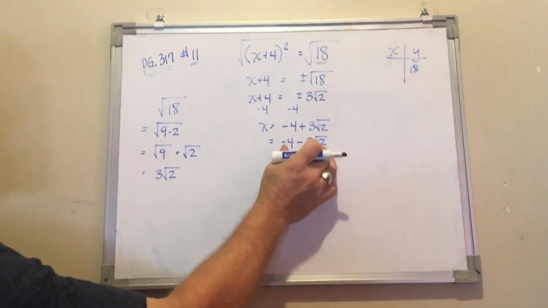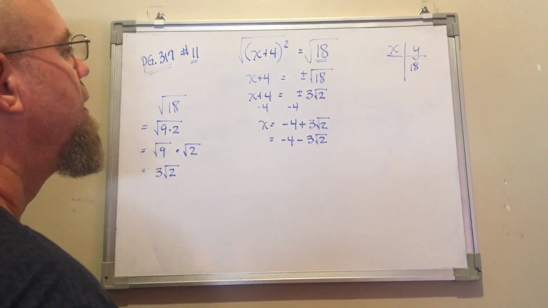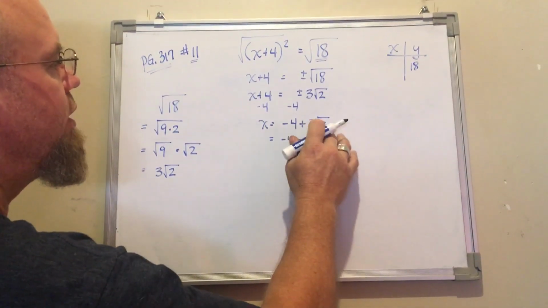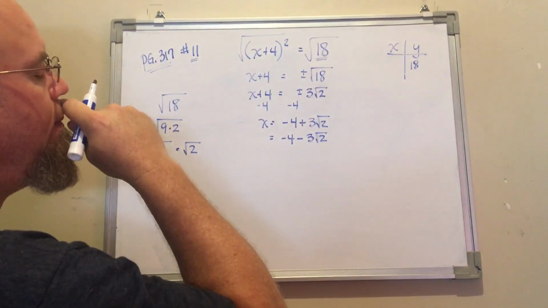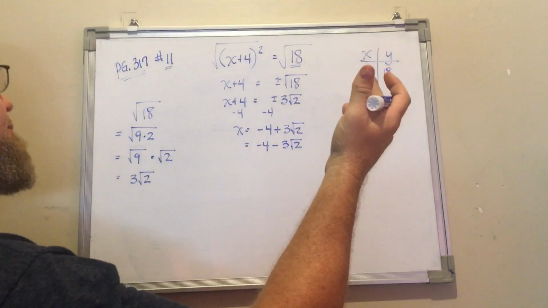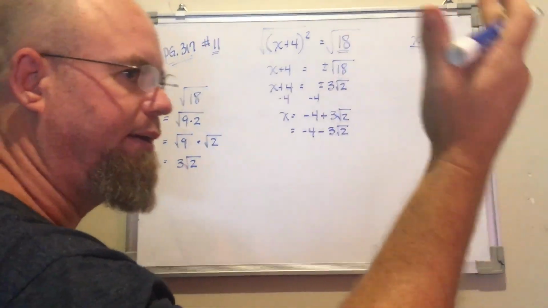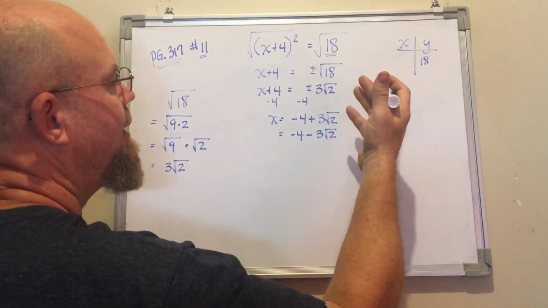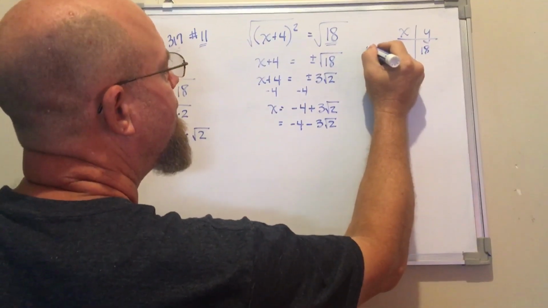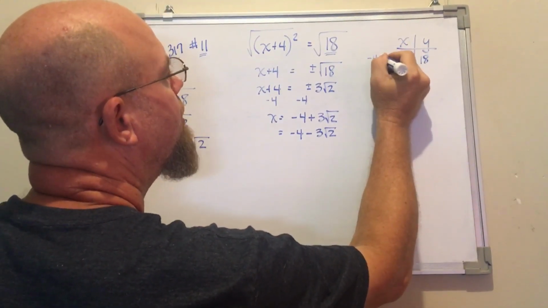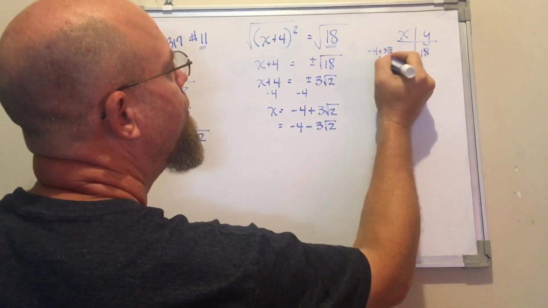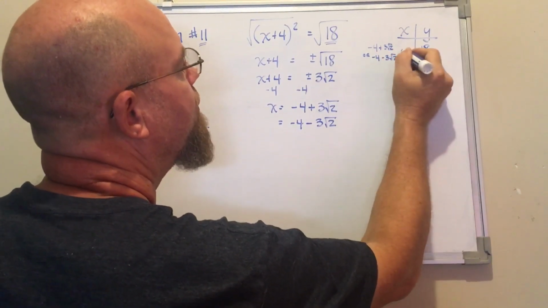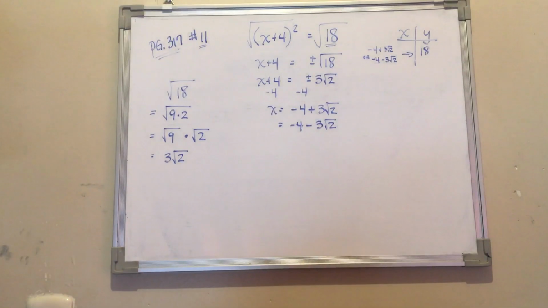Okay? Now, this is not a number that we know. We can certainly figure it out on a calculator. The square root of 2 is going to be, I don't know, like 1 point something. So, in essence, x is going to be negative 4 plus 3 square root of 2, or negative 4 minus 3 square root of 2, when y is 18. Okay?